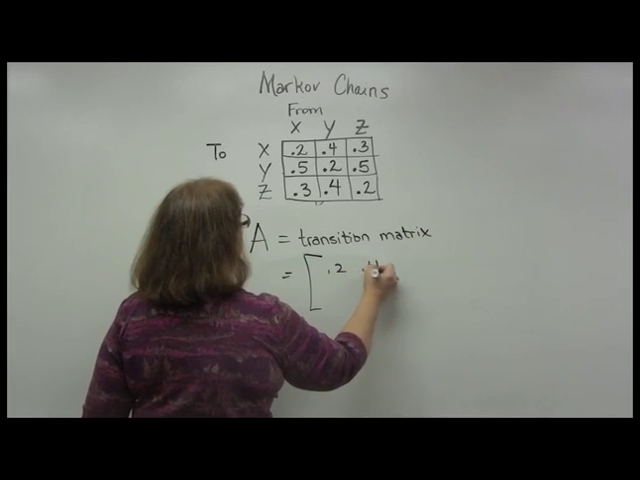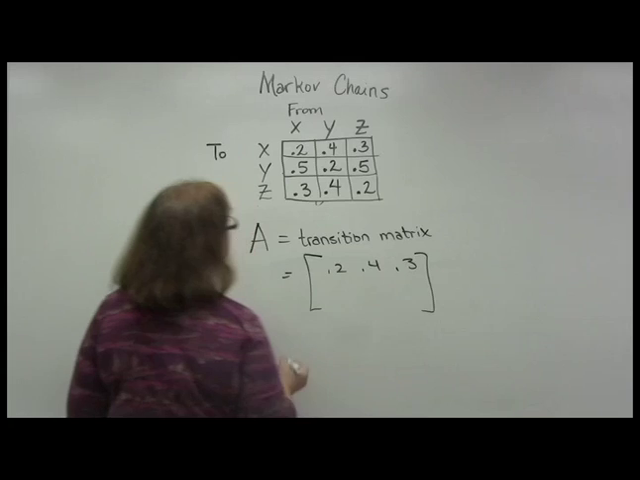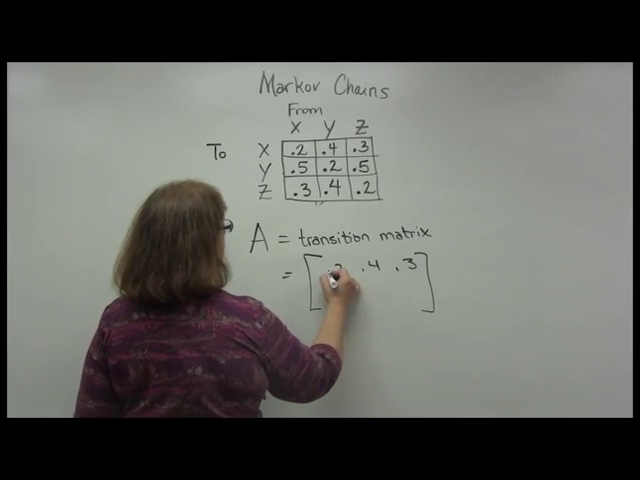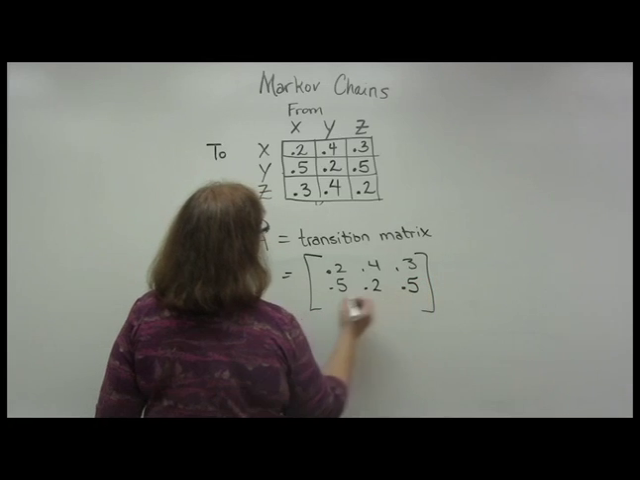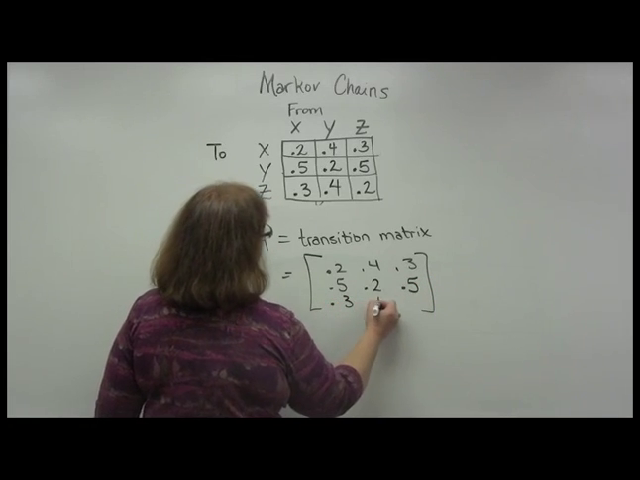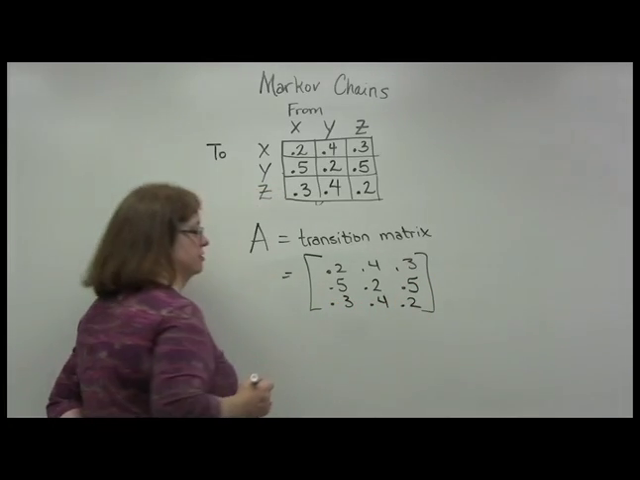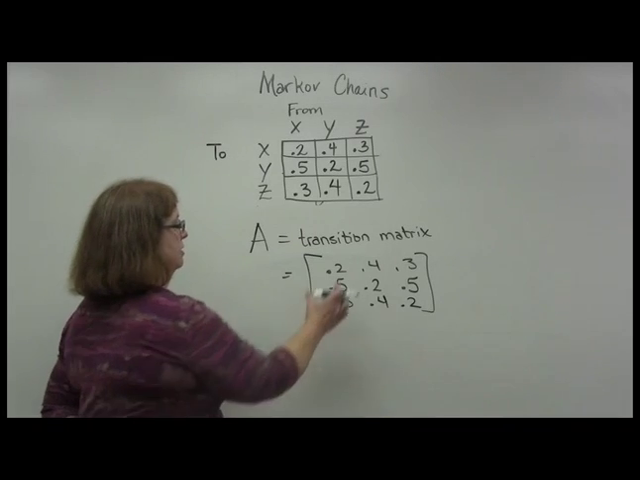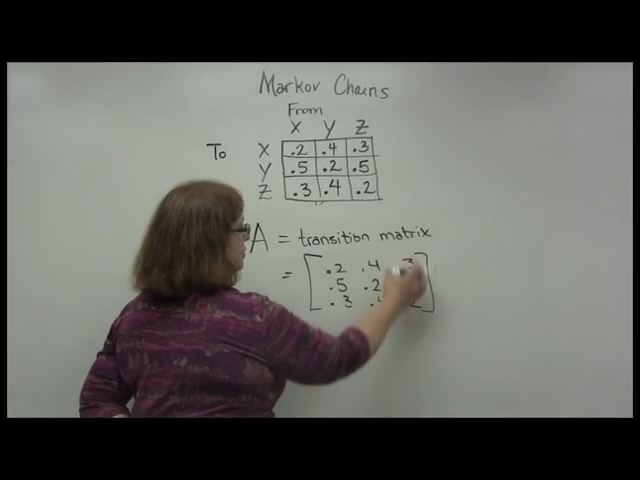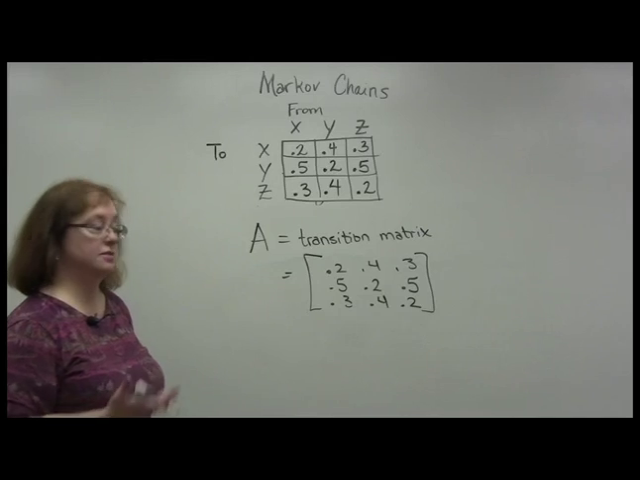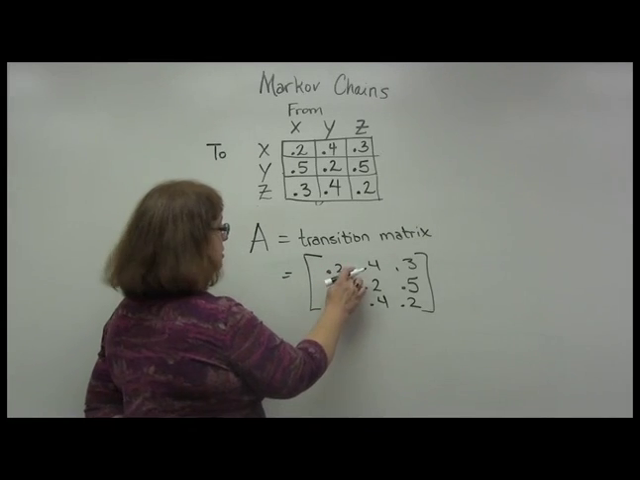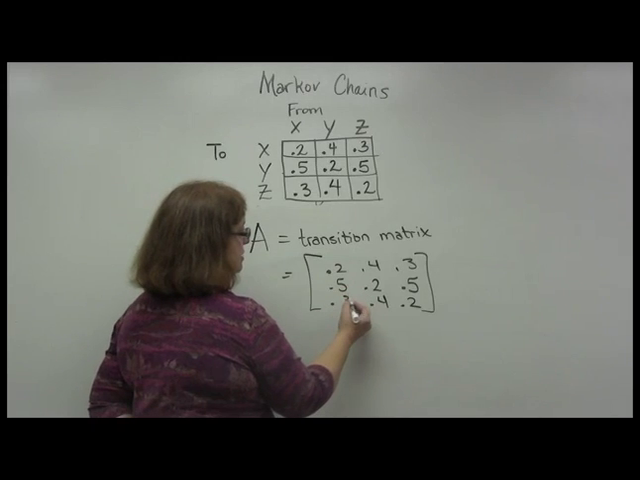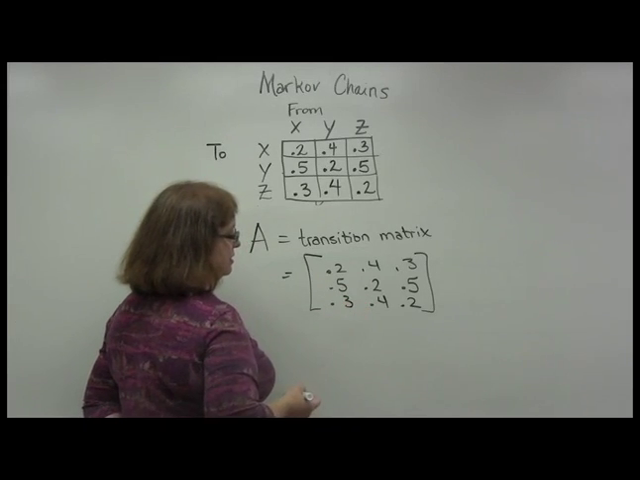0.2, 0.4, 0.3 across the top row, 0.5, 0.2, 0.5 across the second row, 0.3, 0.4, 0.2 across the third row. And so you'll notice again, every column adds up to 1 because all the birds that were on island X had to go somewhere. They either stayed on X, went to Y, or went to Z. So every column adds up to 1.